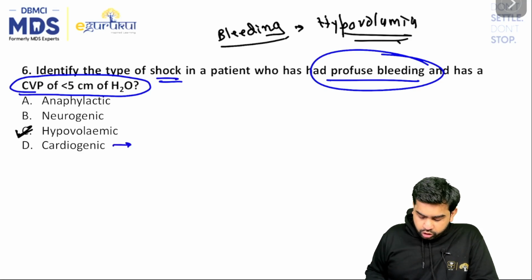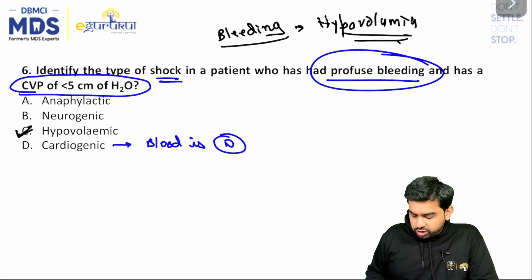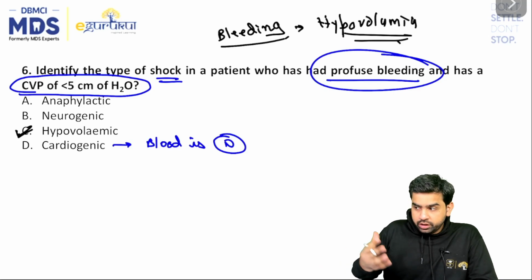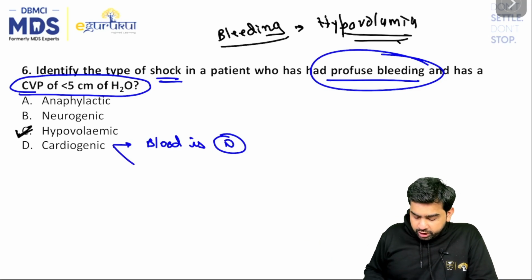So in the cardiogenic shock, what is going to happen? The blood in the body is going to be normal. In the cardiogenic shock, there's no loss of blood. But in the cardiogenic shock, the central venous pressure is going to be elevated.